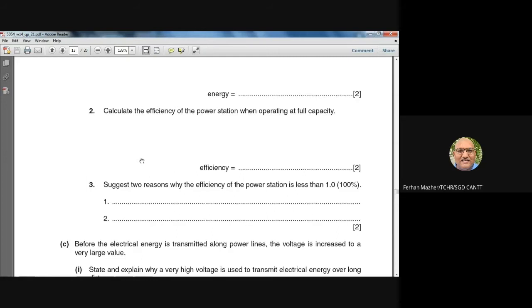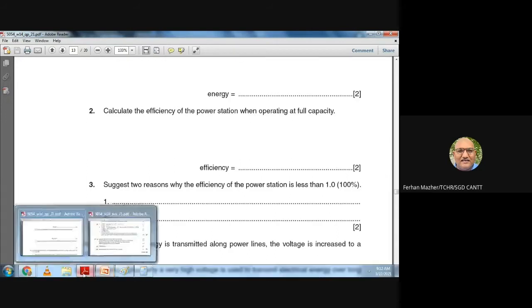Another reason can be that when the generator produces electric energy, there is resistance in the coil of the generator, and due to that resistance some electric energy will be converted into heat, and that will be lost to the surrounding. Let me show you the marking scheme.